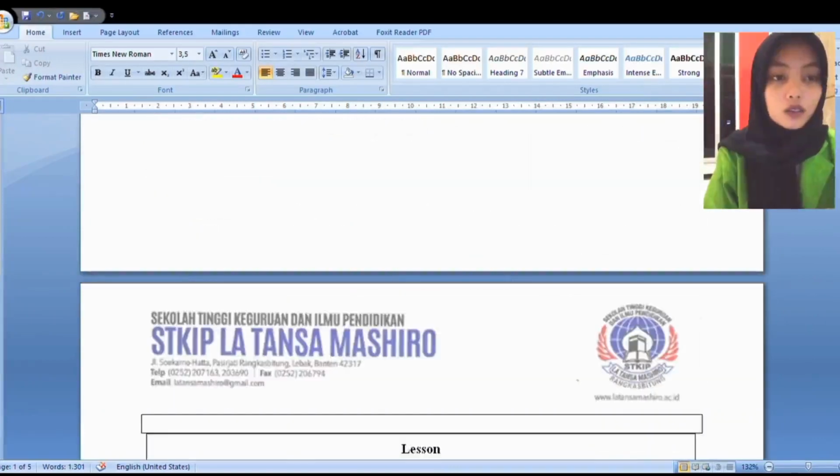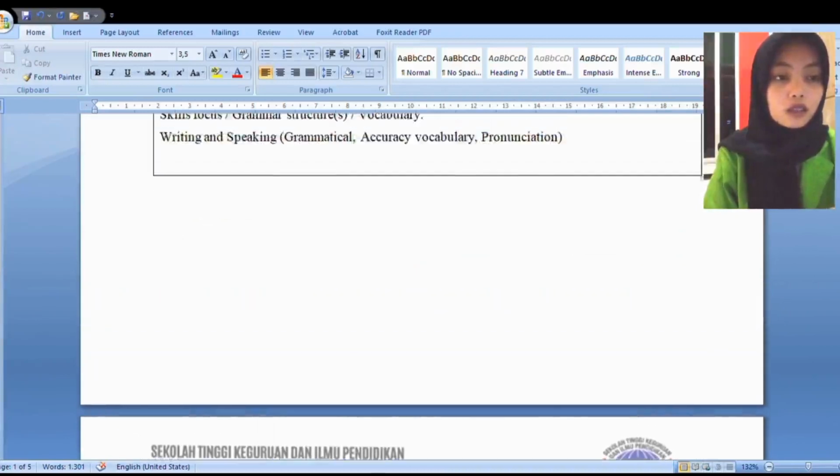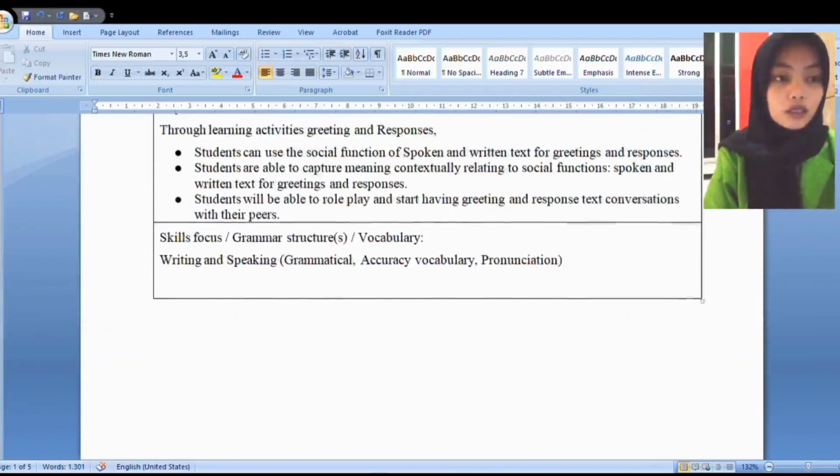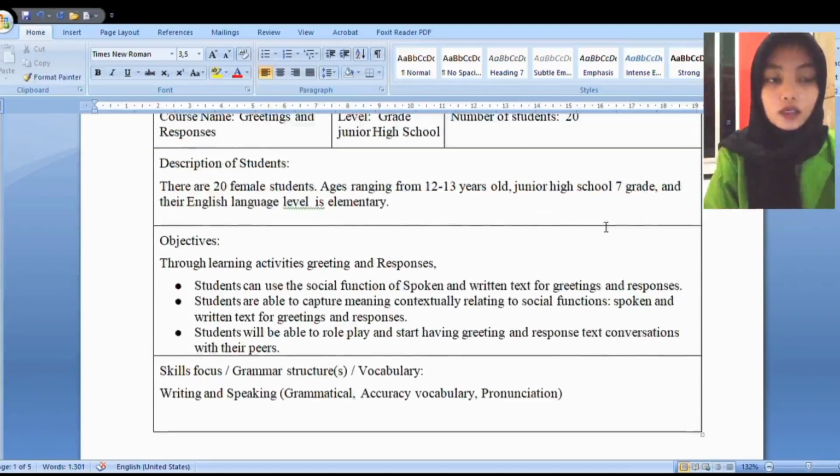There are 20 female students, age ranging from 12 to 13 years old, junior high school, 7th grade, and the English language level is elementary. Objective through learning activities: greeting and response.